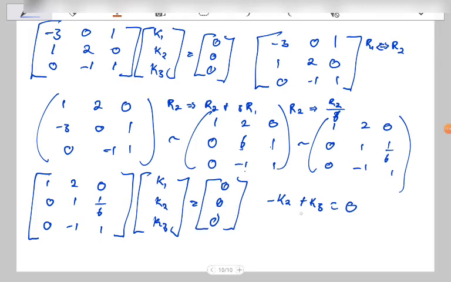So if k3 is t, what's going to be k2 then? Since k2 is equal to k3, therefore k2 also is equal to t. Both of them are equal to t. So you can solve k1 then. So you have a t, and t is an element of all real numbers, or any real number.